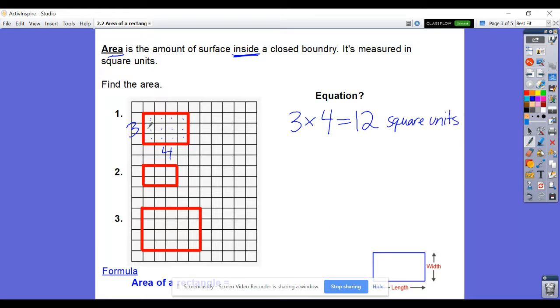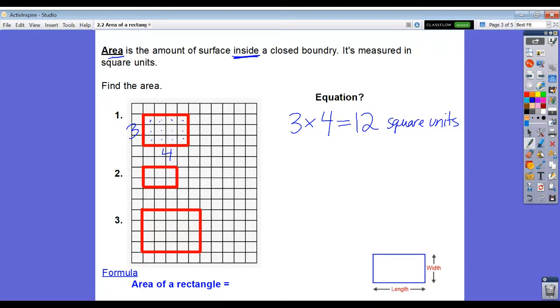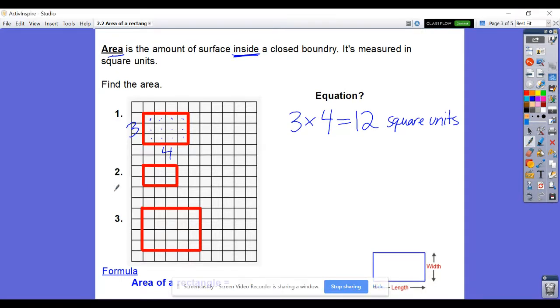Right? You could use the multiplication problem. That's much faster than going 1, 2, 3, 4. So I want you to pause the video and go ahead and solve for the area for the rectangles in numbers 2 and 3 here. Make sure you write an equation. Remember, an equation has to have an equal sign. So make sure you write your complete equation and don't forget to include your units.